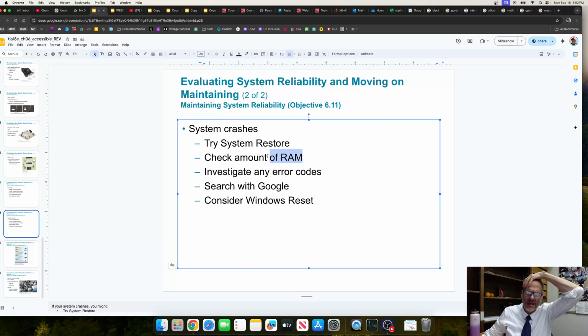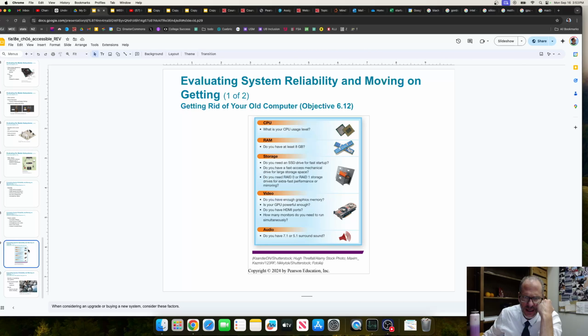You could see if maybe you need more RAM. You could investigate error codes, Google them, ask ChatGPT about it, search with Google, and or restore Windows.